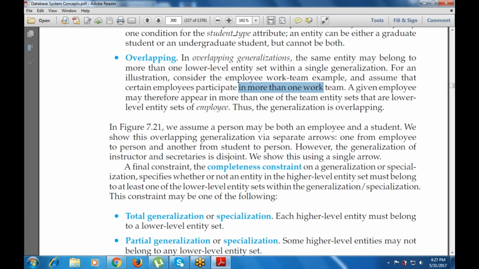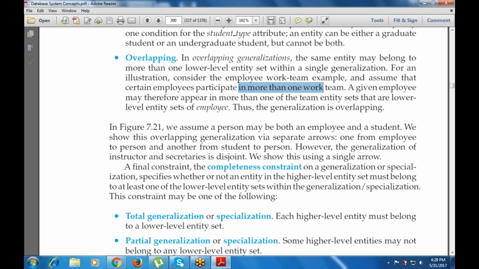This assumes that a person can be both an employee and a student. We show this overlapping generalization via separate arrows, one from employee to person and another from student to person, whereas the generalization with instructor and secretary is disjoint and uses a single arrow.